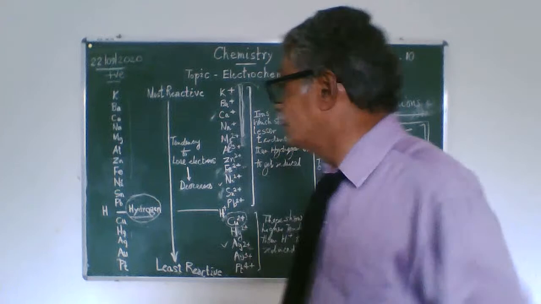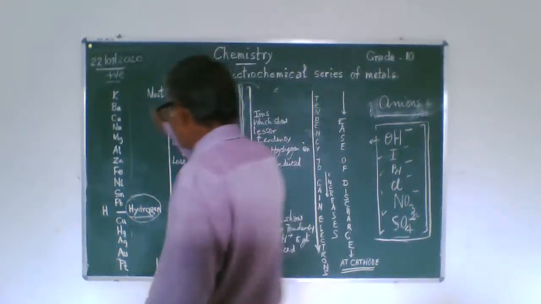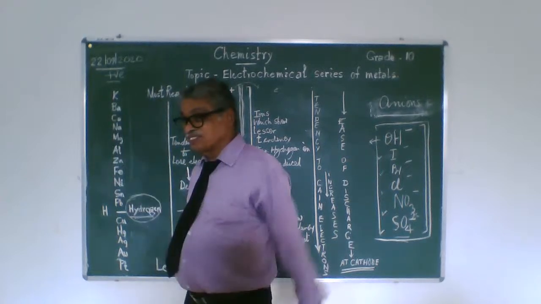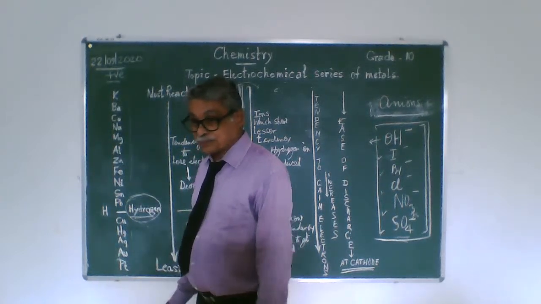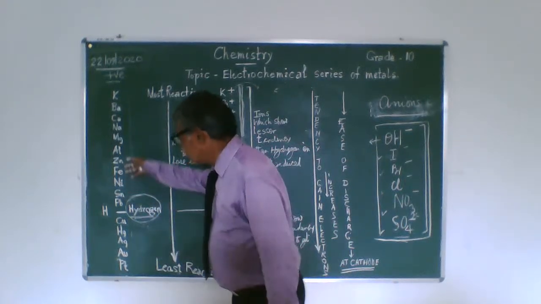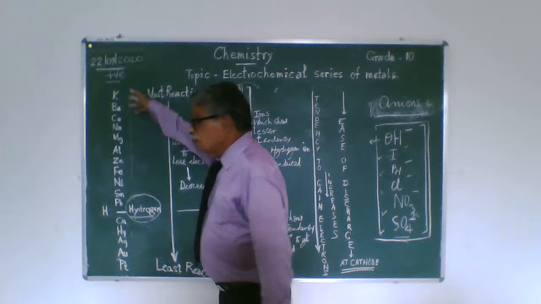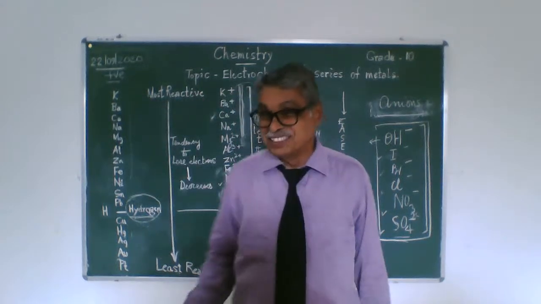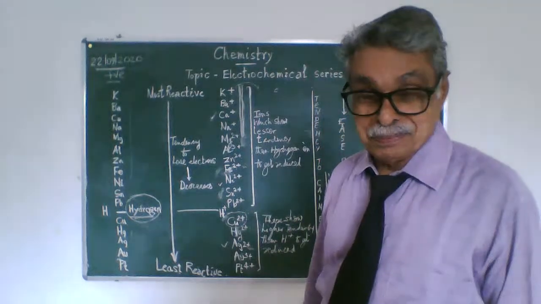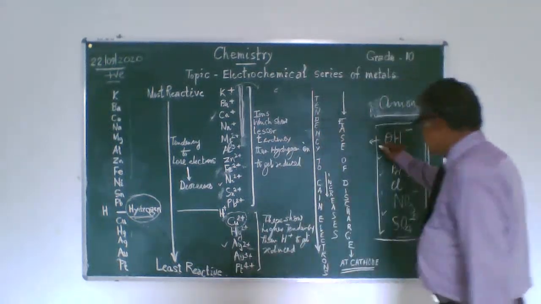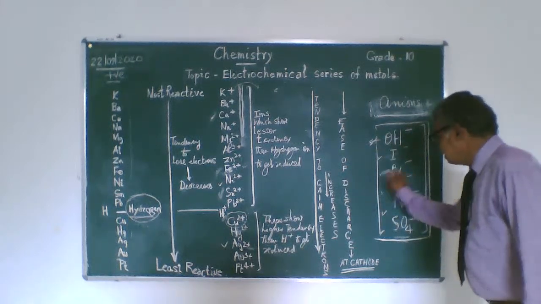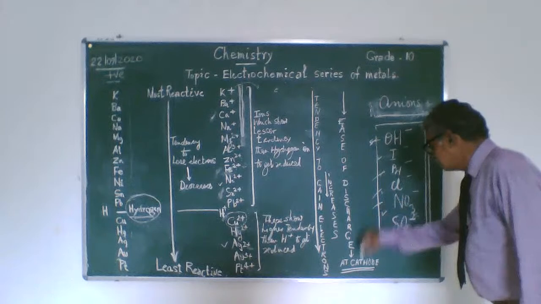It depends upon the position in the electrochemical series. The last one will come out first. Now you know it. The last ones will come out first. These will come with some hesitation. These will not come whatever you do, because they are electropositive. And here, the hydroxide radical will come out first. Then iodide, bromide, chloride, and nitrate will finally settle.